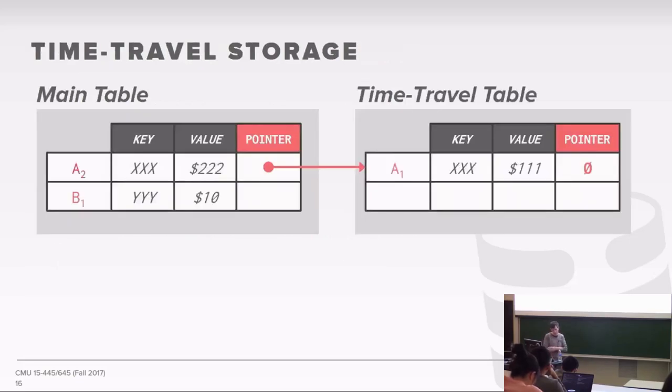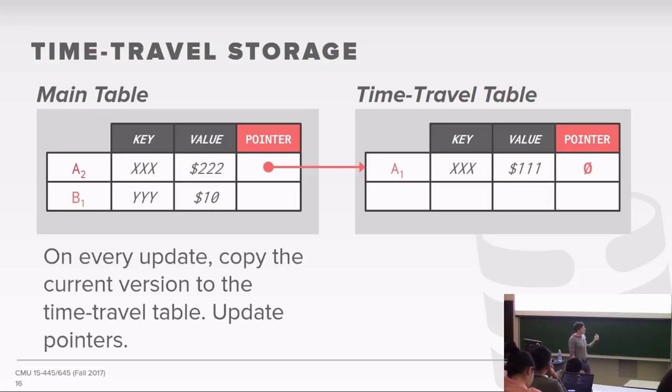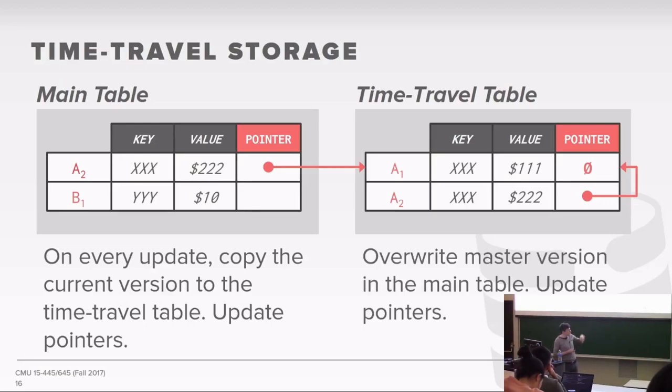All right, so the next version storage scheme you can have is the time travel tables. Again, this is basically the same thing as the append-only storage, but instead of appending the new versions into the main table, you write them out to a separate time travel table. So in our main table, we always have the latest version, and our pointer points to the location in the time travel table with the older version. If I want to do an update, I copy the current version that's in the main table into our time travel table, and then we update our pointers to complete the version chain. And then in the master version in the main table, we just update the pointer to point to what used to be the most recent version that we just swapped out.